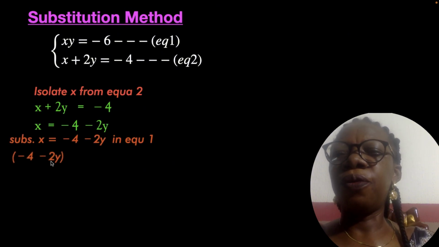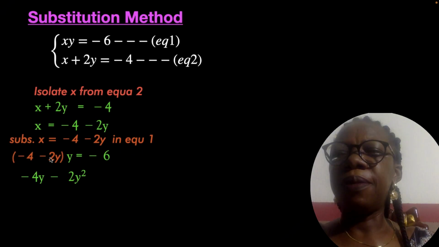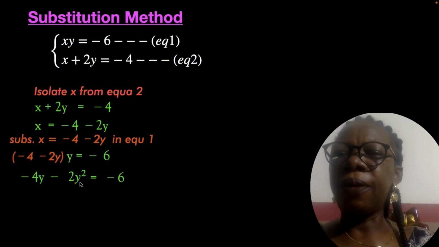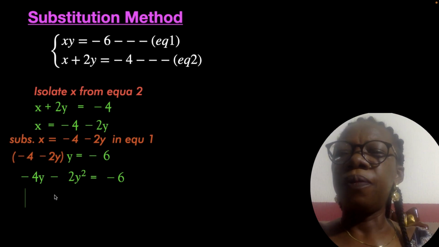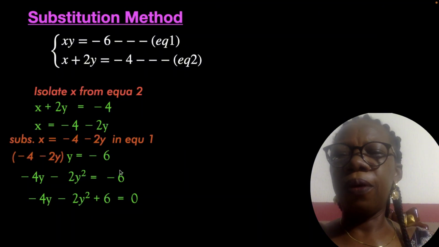Minus 4 minus 2y, which is the value of x, times y is equal to minus 6. Multiply the terms in the bracket with y. So we have minus 4y minus y times 2y, which is 2y squared, is equal to minus 6. We can bring minus 6 to the left side of the equation, so we have a quadratic equation here: minus 4y minus 2y squared plus 6 is equal to 0.